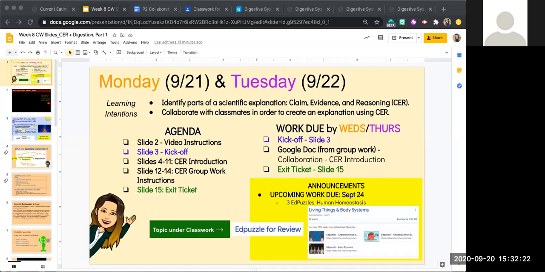Your agenda is on the left, and your work due by Wednesday or Thursday is on the right. An announcement I have is you have upcoming work due September 24 on Thursday. If you go under classwork, the topic titled Edpuzzle for Review, this was posted last week and you had 2 weeks to work on it. If you click on Edpuzzle for Review, underneath it, there's a link there that takes you to living things and body systems. You've got 3 Edpuzzles that should take you no more than 30 minutes.